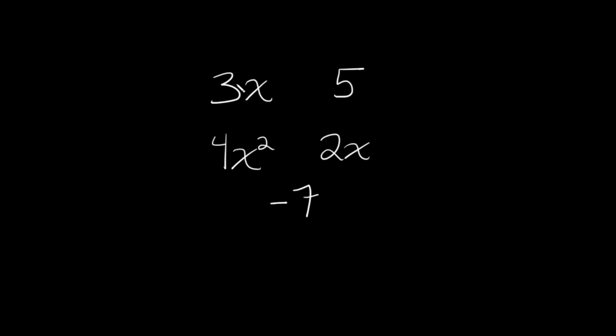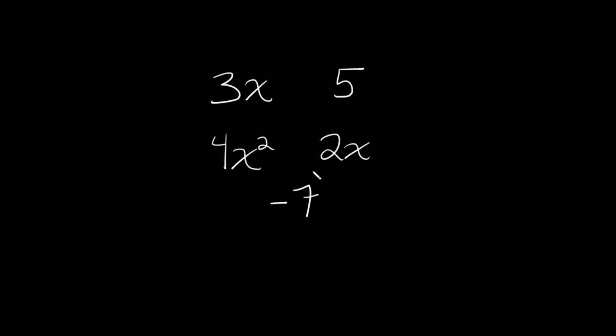On the other hand, 3x and 4x squared are not like terms because the exponent is different. And constants like 5 and -7 are also like terms with each other. They are just numbers that you have always been adding and subtracting, which is really all combining like terms is.